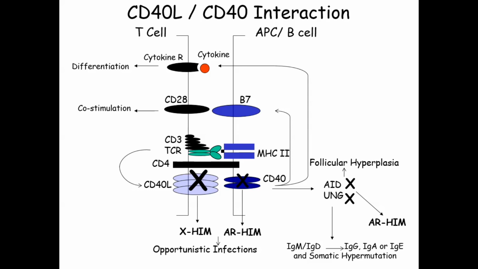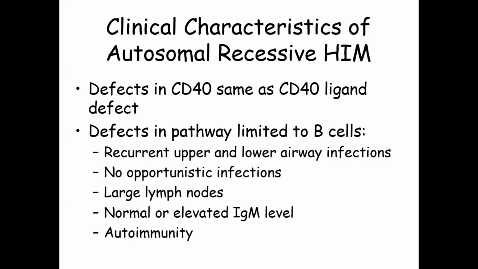In fact, some of these patients, you have to take out their tonsils and adenoids because they get sleep apnea. And they don't get opportunistic infections. They may have a higher incidence of autoimmunity as well. Any questions on this one? I think everyone here is X-linked hyper IgM, but in the past there have been some patients who have AID defects in the audience. So I just went over that as well.